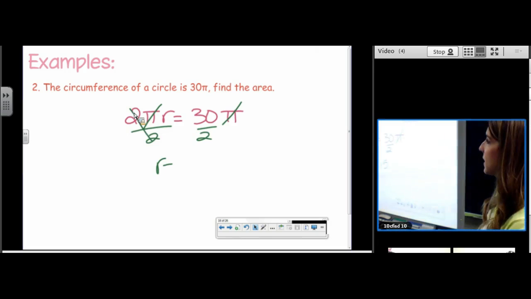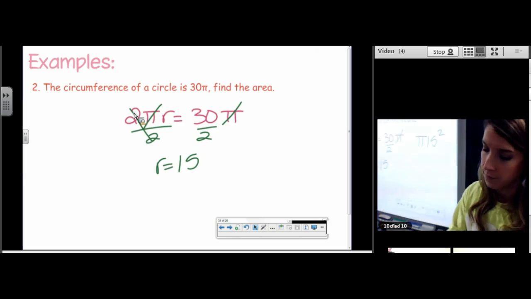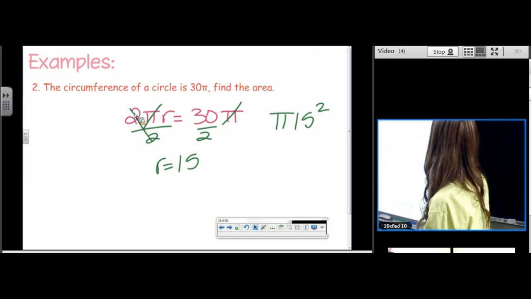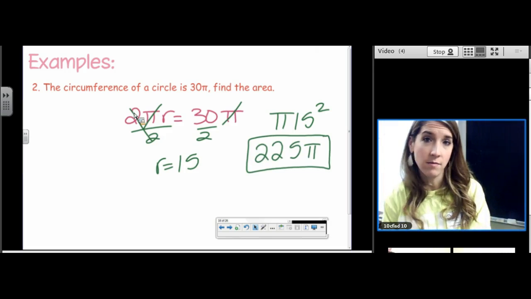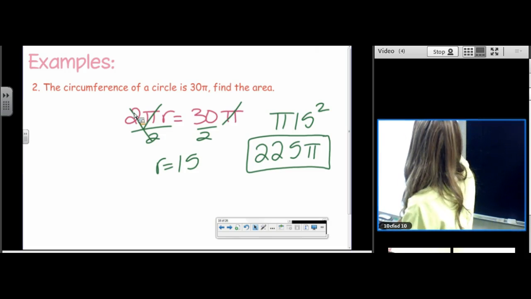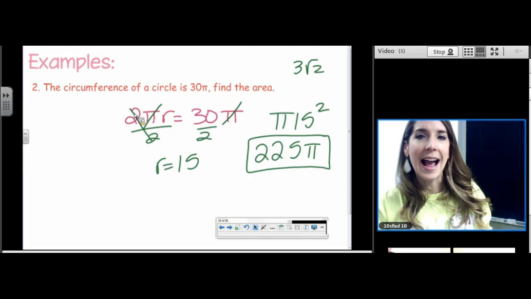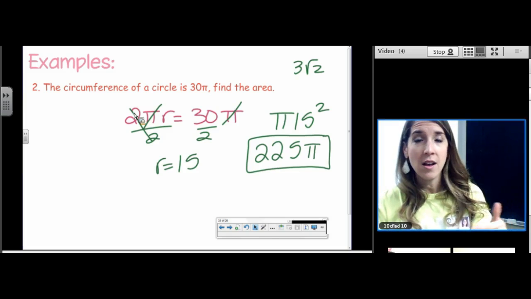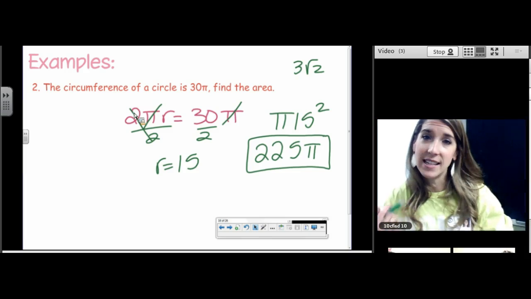Once we know the radius, we can find the area. Pi r squared. We know that 15 squared is 225. So the final answer is 225 pi. That is the area of the circle. We are not going to press the pi button. Just like most of the time, I would never tell you to press square root of 2 in your calculator. You keep it exact. You keep it 3 root 2. In this one, we're going to keep it exact, 225 pi. We're not going to use 3.14 or press the pi button, unless it's a real world problem and it tells us to round.